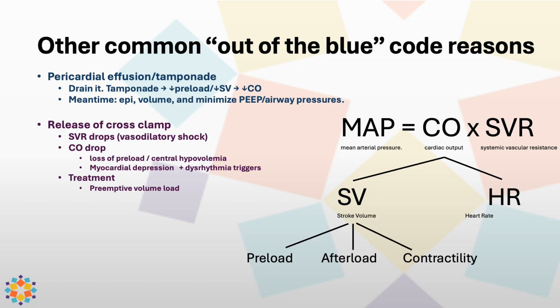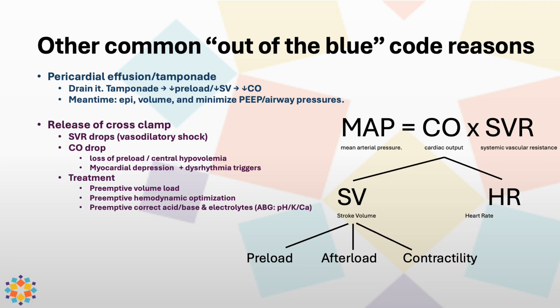Preemptive volume load in anticipation of release. You should never go into cross clamp release on pressors if at all avoidable. Catch up ahead of time. Volume resuscitate, get off your pressors. Preemptive hemodynamic optimization is just what I was saying.